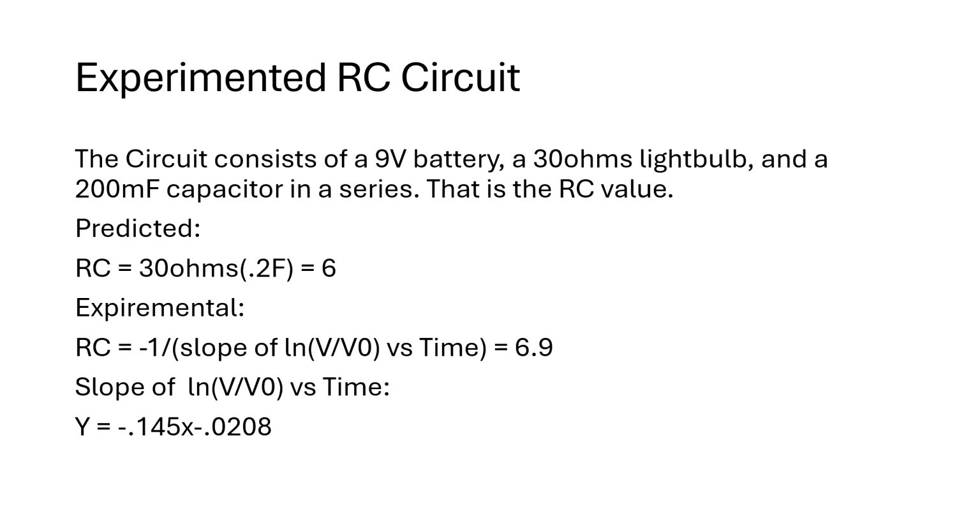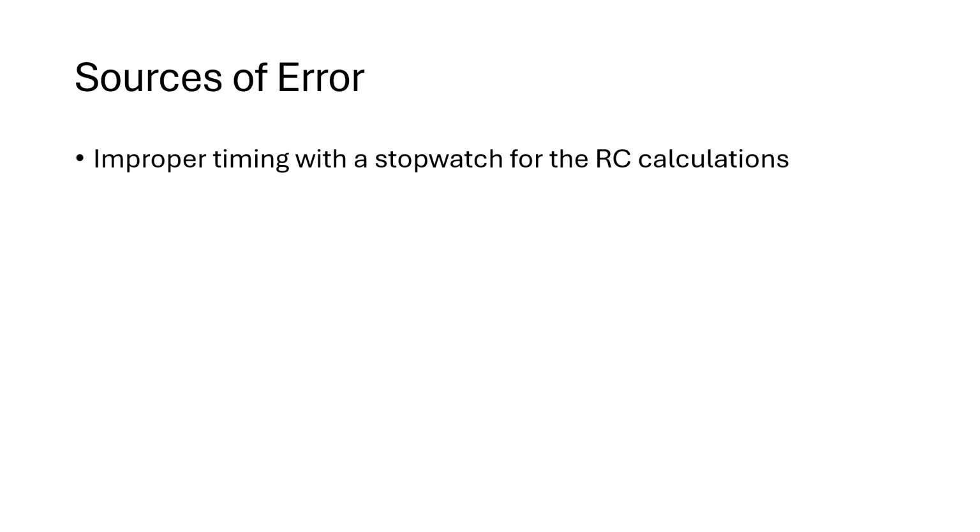The slope of that natural log is y equals -0.145x minus 0.0208. Some errors we could have gotten is just improper timing with the stopwatch.